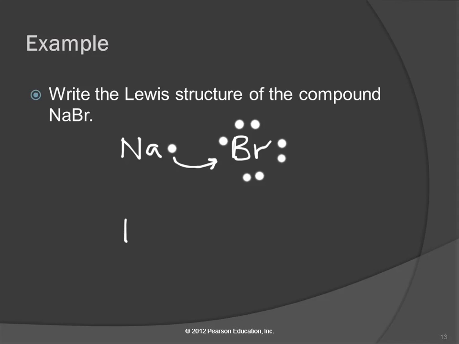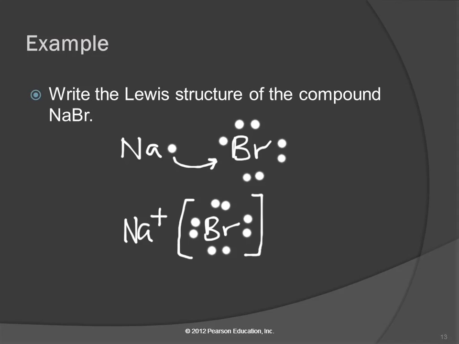So we're going to end up with Na+ and Br with 8 dots. And then if we're not using the computer with Mastering Chemistry, we're going to put brackets around it and a negative charge. So this is the Lewis structure for the compound, showing the ions sitting next to each other. Any questions?